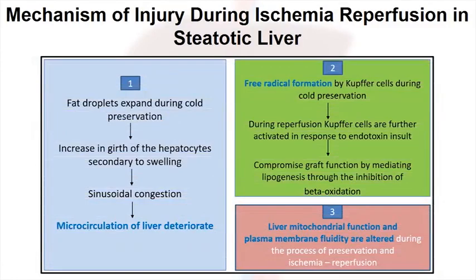So these are the various mechanisms by which ischemia reperfusion injury occurs in steatotic liver. The microcirculation of the liver gets deteriorated, free oxygen radicals are formed, and they also affect the liver. At the same time, the liver mitochondrial function and the plasma membrane fluidity are altered in case of steatotic liver.